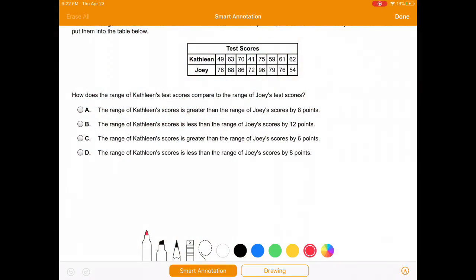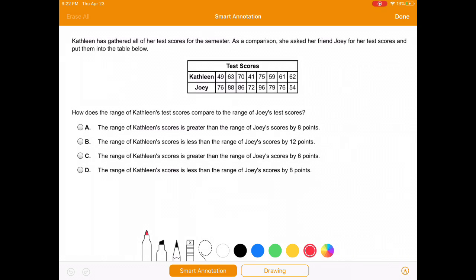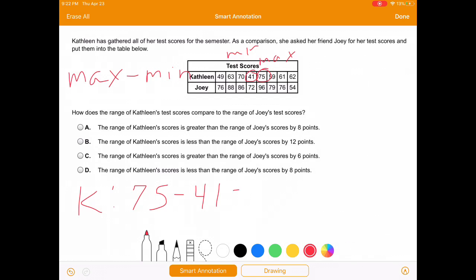Let's start taking a look at some of the types of problems that you're going to have here. First one has some data of test scores for Kathleen and Joey for their first semester. This question is asking about comparing the ranges of Kathleen's and Joey's test scores. The range is simply the maximum, the highest number, minus the minimum, the lowest number. So for Kathy, we need to identify the maximum. The list is not in order, but it's not terribly difficult. The max is 75. That's the highest. And the minimum is right next to it at 41. So we are taking 75 minus 41, and that gives us a range of 34.